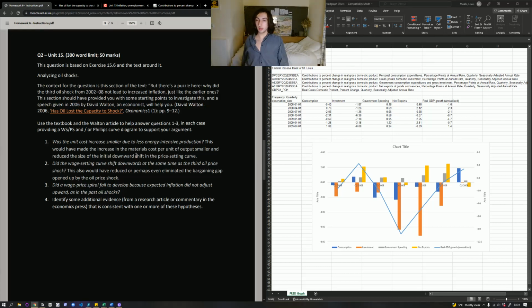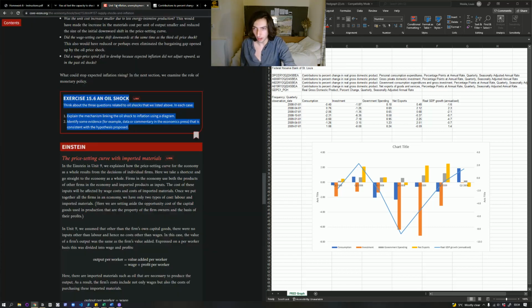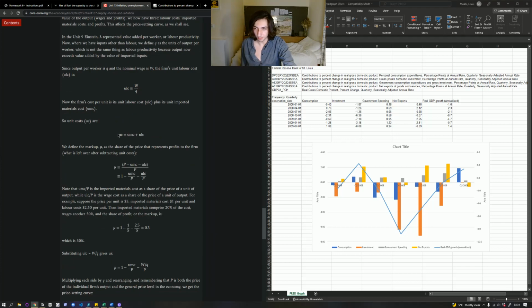Was the unit cost smaller due to less energy intensive production? It could be. If you remember, unit cost is determined by the following: unit costs are UMC plus ULC, which is the unit labour cost plus the unit materials cost. Now the unit materials cost, the price of oil, is an exogenous variable. It is outside the firm's control. But the unit labour cost is within the firm's control, right? So a firm can reduce unit costs by simply reducing its unit labour cost, right?